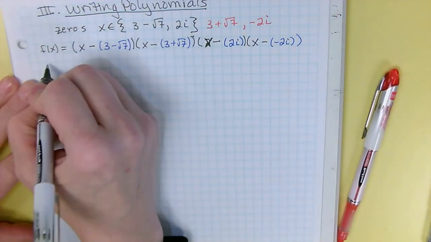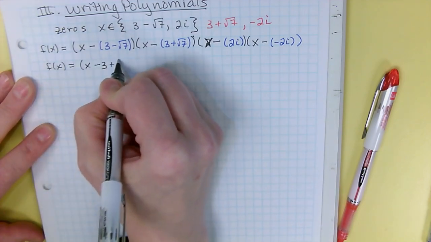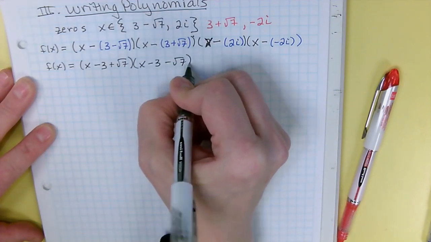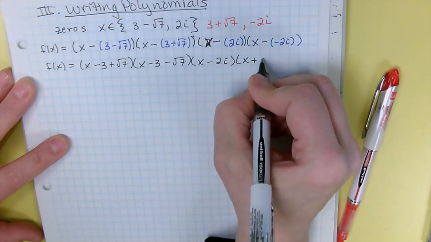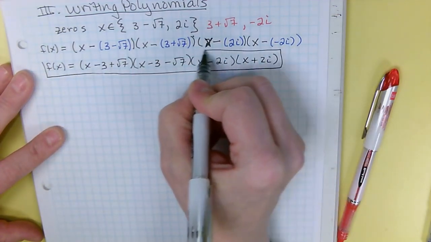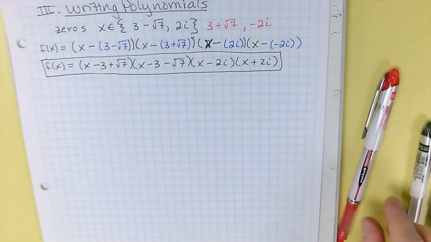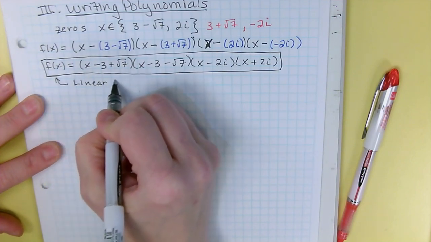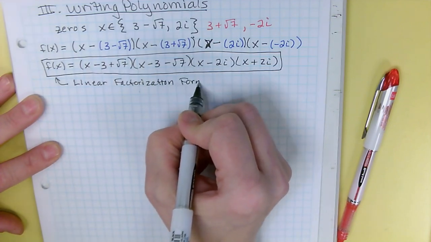Now we're going to distribute the negative. So x minus 3 plus radical 7, x minus 3 minus radical 7, x minus 2i, x plus 2i. Now, if they're looking for the linear factorization with those zeros, you're done. That's it. So this is your linear factorization form.